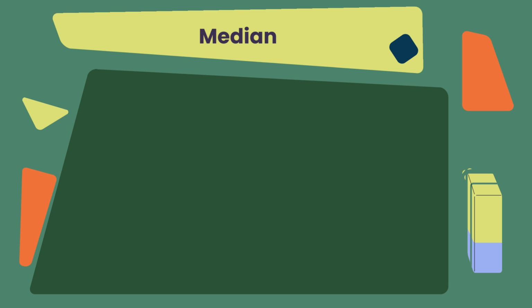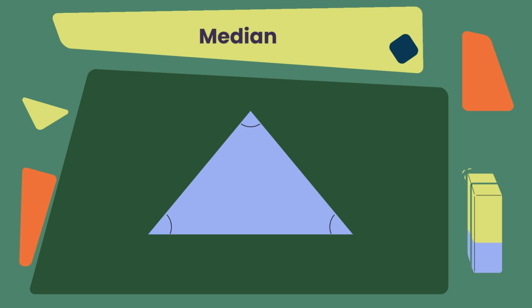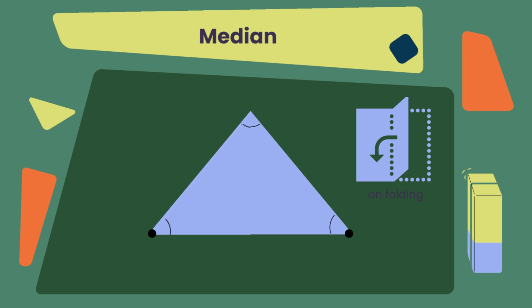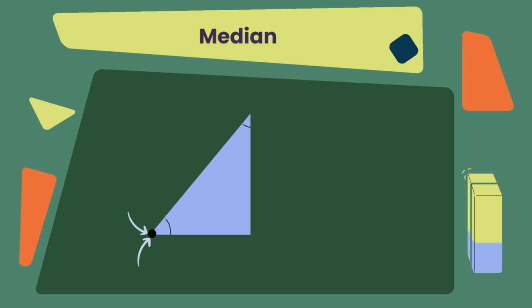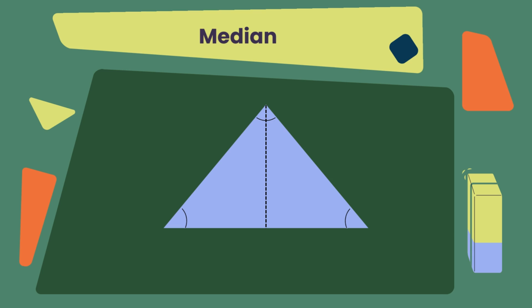Now, understanding more about the triangles, let's learn about the median of a triangle. Here, we have a triangle made of paper. Suppose we have to find the midpoint of this side. Can you tell us how to go about it? We fold the paper in such a way that the 2 vertices of this side cover each other. We will draw the crease. Then the point where the crease intersects this side of the triangle is the midpoint of this side.